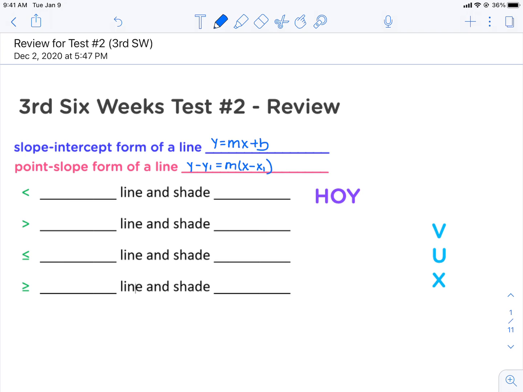If we have the inequality signs that have no lines underneath, so the first two, that's where we have a dotted or a dashed line. When we have lines underneath it, we have a solid line.